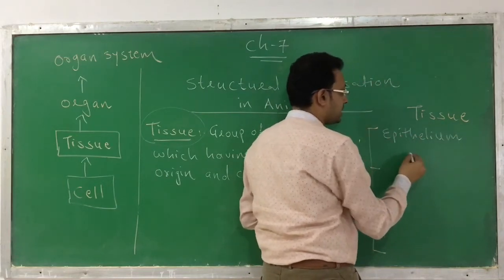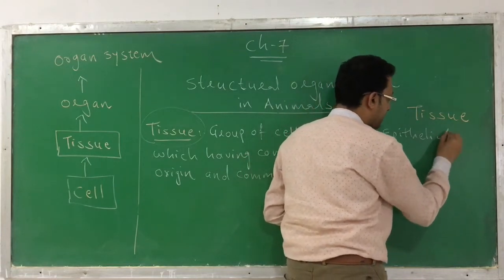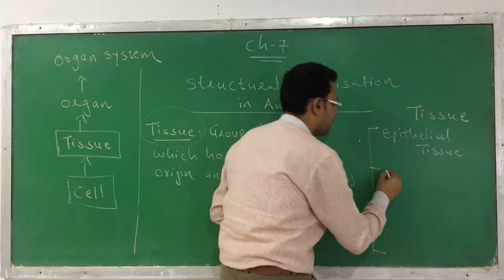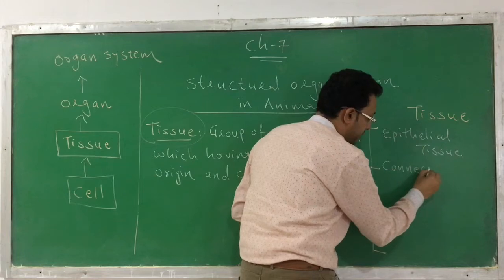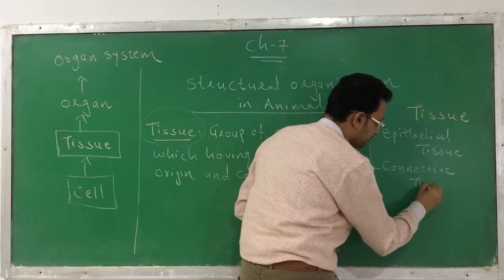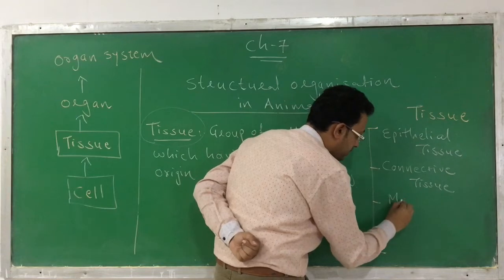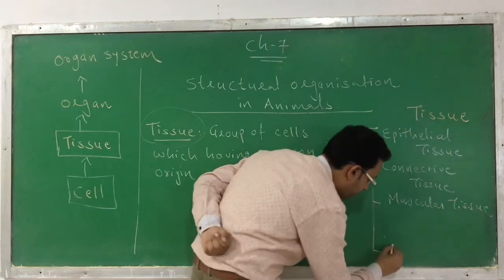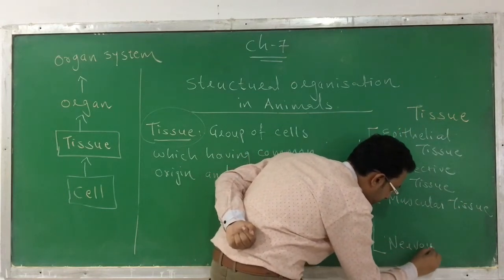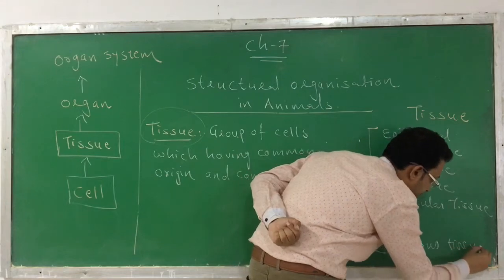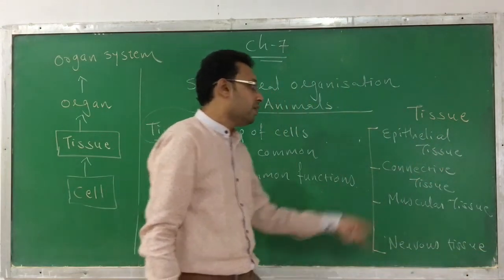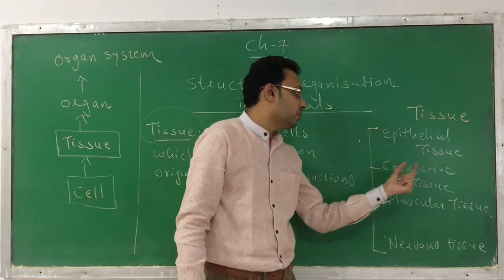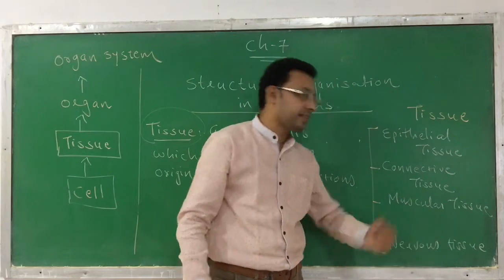First is called epithelial tissue. The second one is called connective tissue. The third one is called muscular tissue. And the fourth is called nervous tissue. So how many different types of tissues can be present in animals? 4 different kinds of tissue can be found in animals, including humans: epithelial tissue, connective tissue, muscular tissue and nervous tissue.